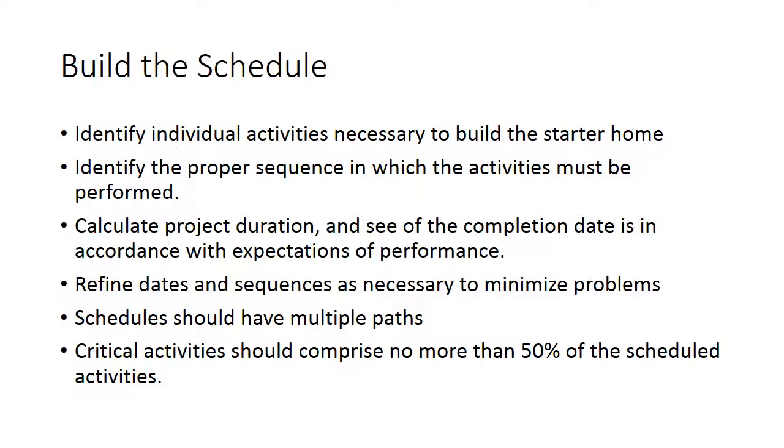Your activities or your considerations for this project, and how do you build the schedule? You need to identify the individual activities necessary to build the starter home. So you can probably just write out a list of 50 or more to start with. More correctly, going beyond that, you need to find the proper sequence in which those activities must be performed. So you can't pour the slab after you've erected the walls. For example, you can't build a roof until the walls are completed. So all those things still need to follow the proper sequence, and it'd be up to you to identify those things.